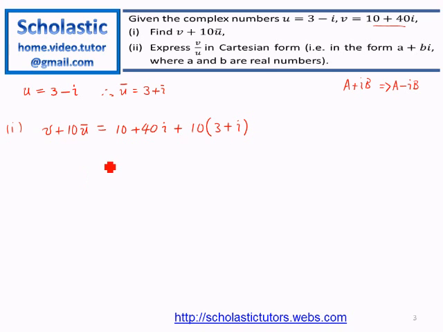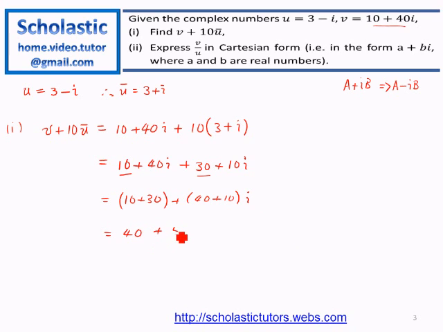So it's a matter of expansion here. 10 plus 40i plus 10 times 3, which is 30, plus 10i, and take the like terms. 10 and 30 will become 10 plus 30 together, and 40 plus 10, 40 plus 10i. So the answer here is 40 plus 50i. That is the answer to the first part of the question.